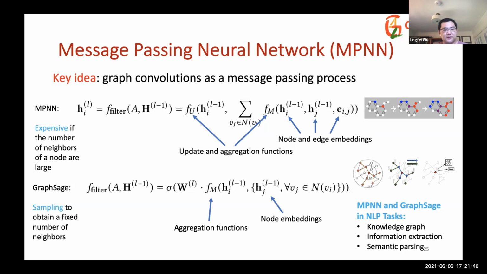Another good thing about doing sampling is that it can also help to reduce the overfitting problem. This is one of the big reasons why the GCN can only have a few layers, because the GCN essentially tries to aggregate all the neighborhood. Sampling also helps to reduce overfitting as well. The MPNN and GraphSAGE methods have also been widely used in many NLP tasks, for example, in knowledge graphs, information extraction, and semantic parsing.